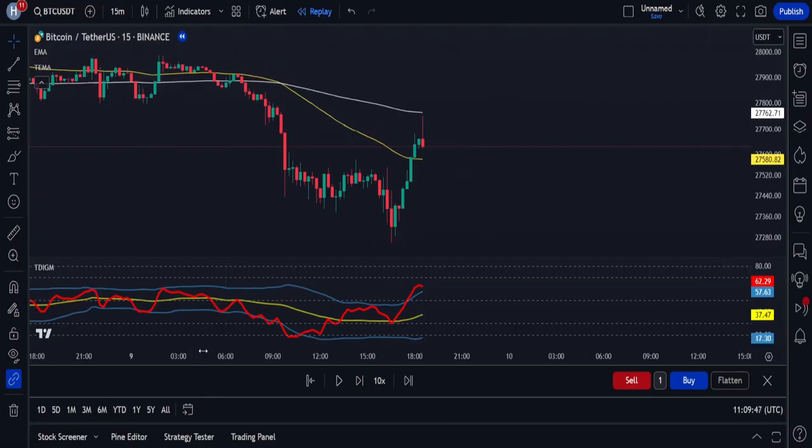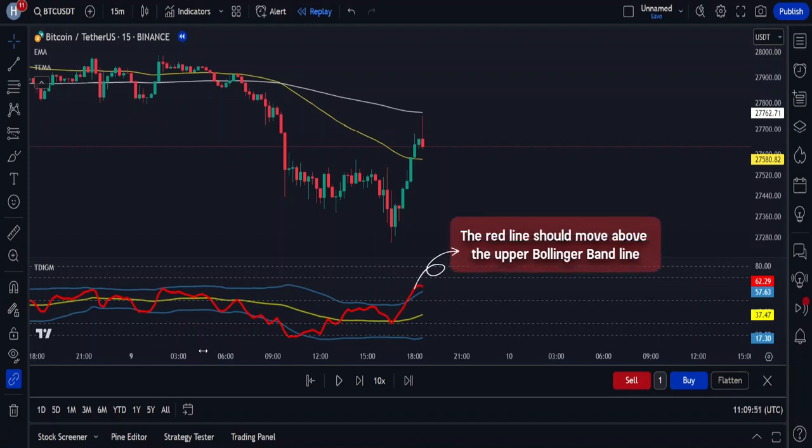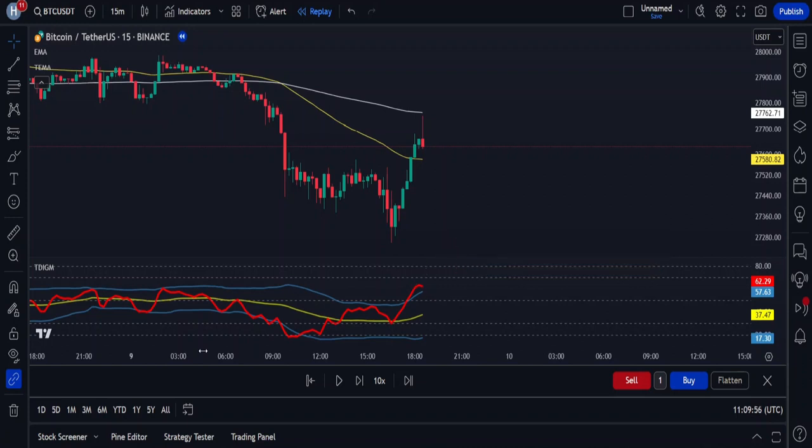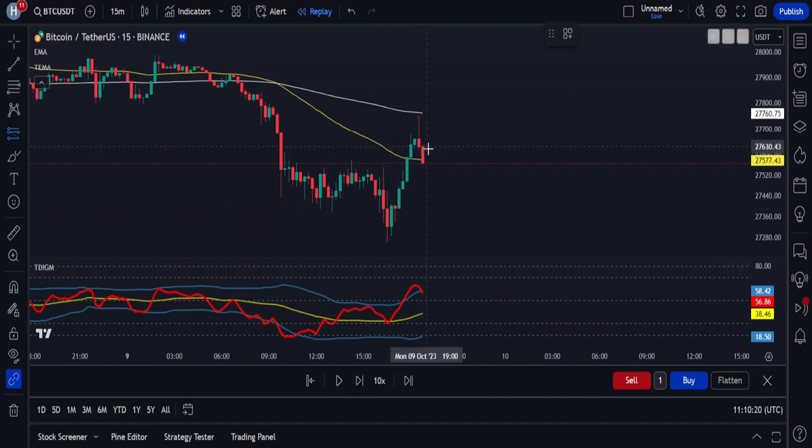So to enter into a sell position, the following conditions will need to be met. First, we will need the red line on the TDI indicator to close above the upper Bollinger Band line. This indicates that the market is overbought. Secondly, we need the price action to touch or go above the triple exponential moving average, like it did here. Finally, the price action needs to move below both the triple exponential moving average and the regular EMA, indicating a potential reversal. So if all three conditions are met, we can enter into the position on the first candlestick that closes below both moving averages.